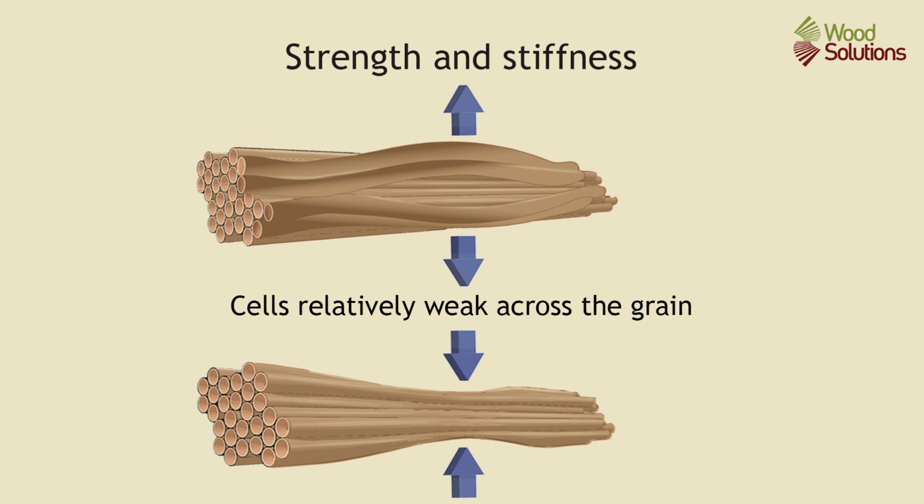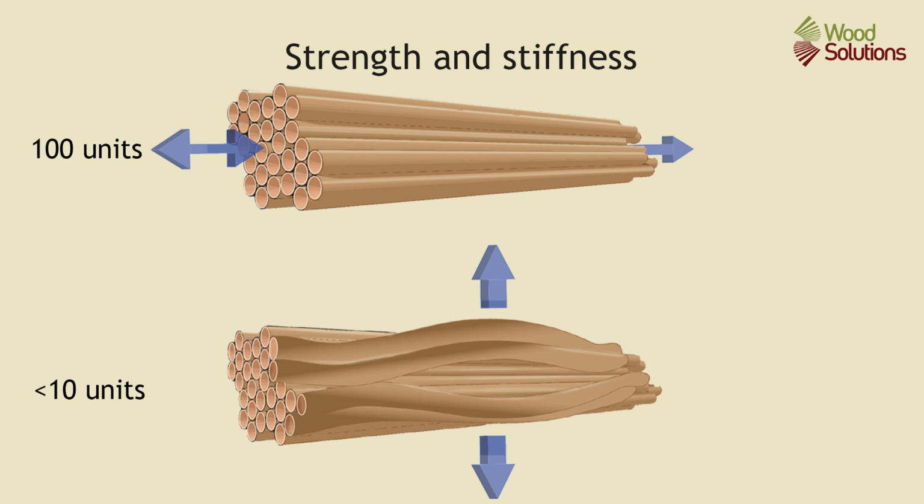Also, the cells are much weaker when load is applied across the tubes, perpendicular to them. The cells can pull apart or crush relatively easily when load is applied this way. The reduction in strength with the direction of the applied load is significant. If strength along the cells is set as a value of 100, then the strength across the cells can be as low as 10 or less.